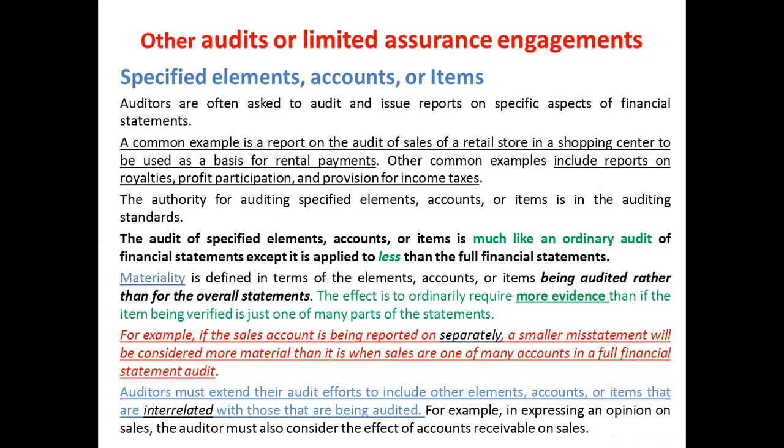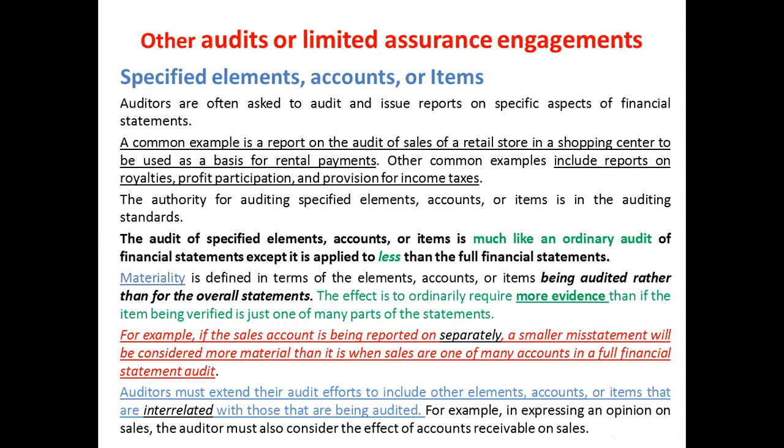Here the auditor conducts the audit as an audit of financial statements, accumulating evidence and so on. The audit of specified bookkeeping elements, accounts, or items is much like an ordinary audit of financial statements, except that it is applied to less than the full financial statements. Here it is just a review or audit of only certain items or certain transactions. Note that the auditor will conduct the audit of specified bookkeeping elements as an audit of financial statements.